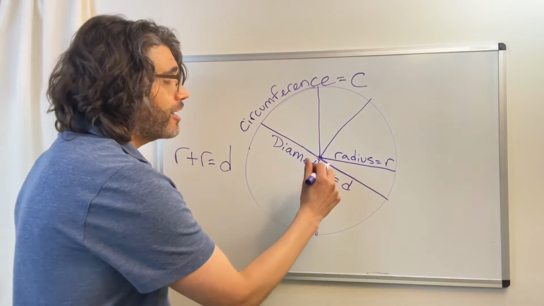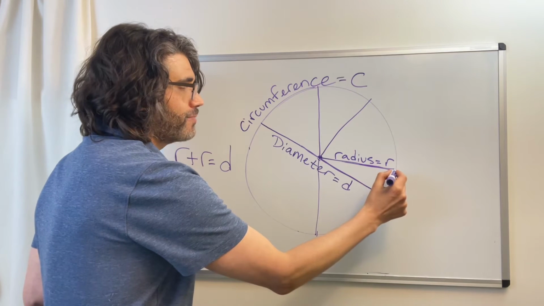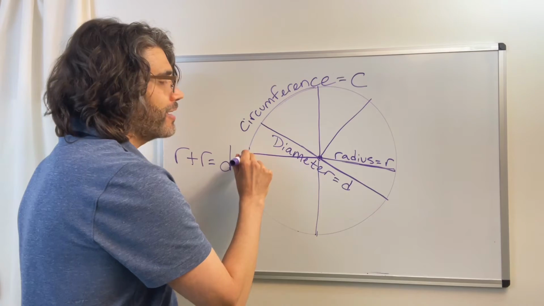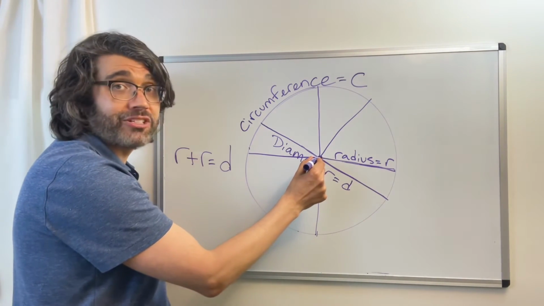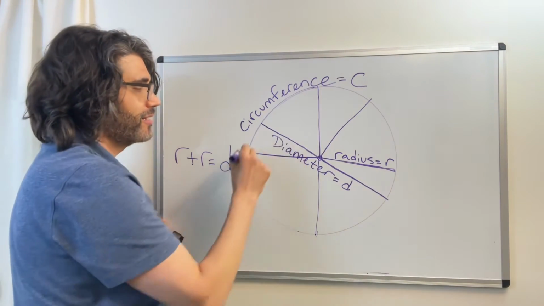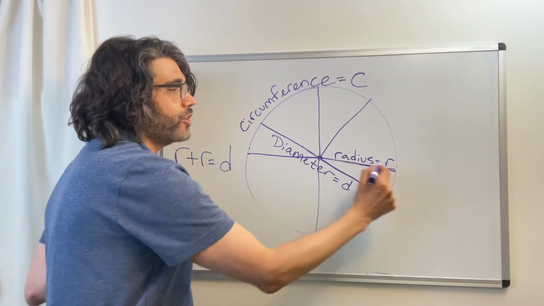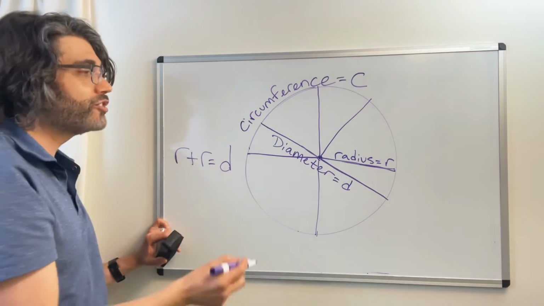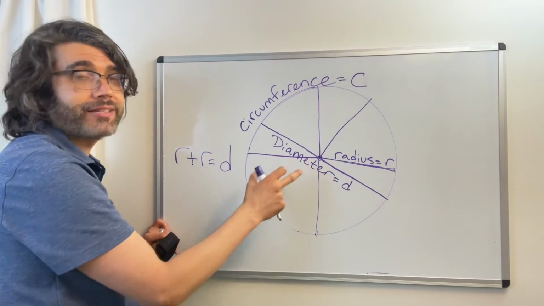If you take a radius, which is from the center to the edge, and you put it together with another radius that goes in the opposite direction, that starts at the same center and goes to the same circumference, just on the other side, you have a line that goes clear across through the center, which again we've called the diameter. So the diameter is a radius plus another radius.